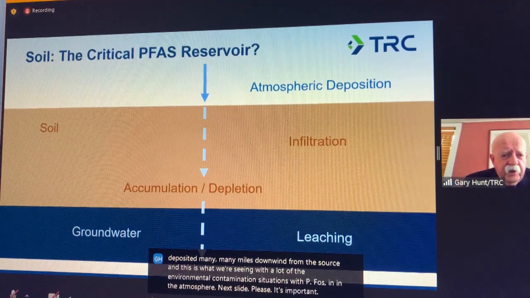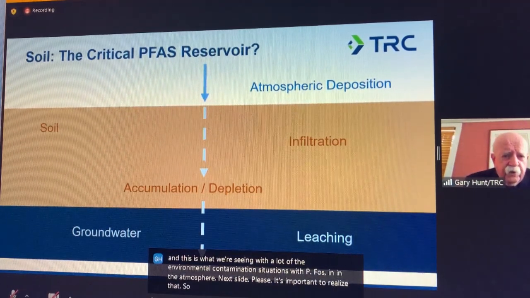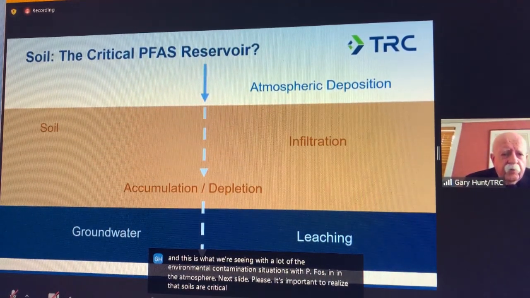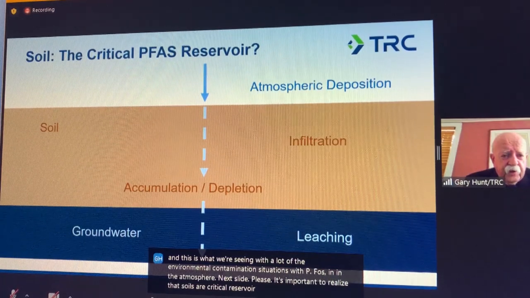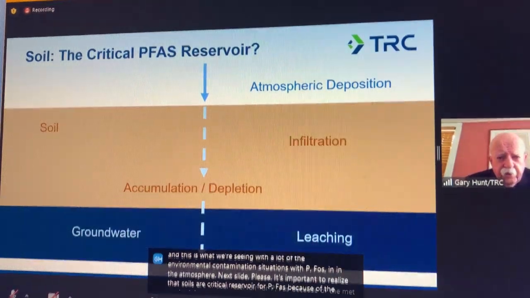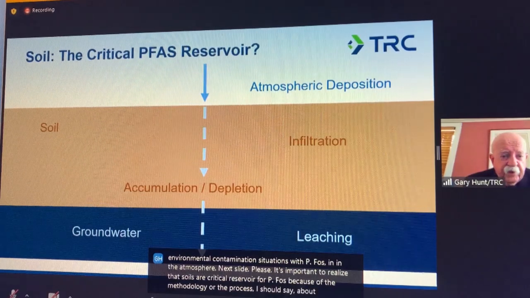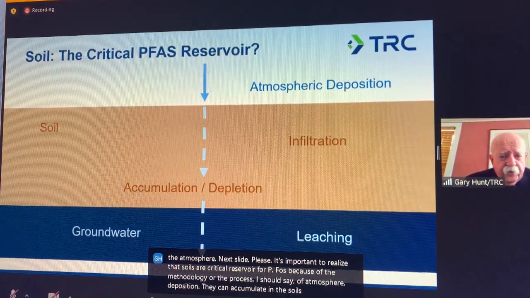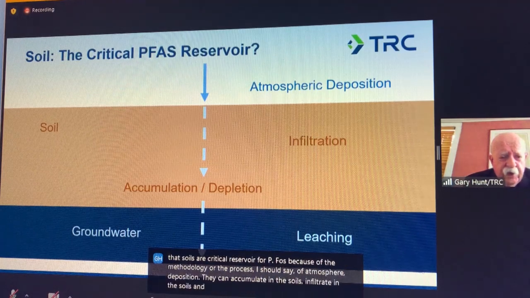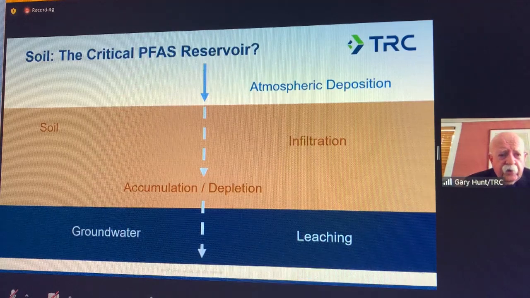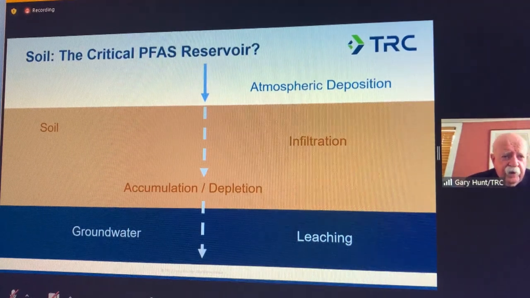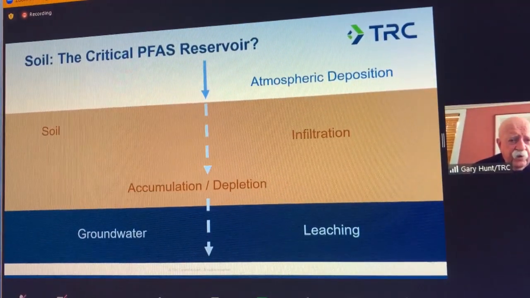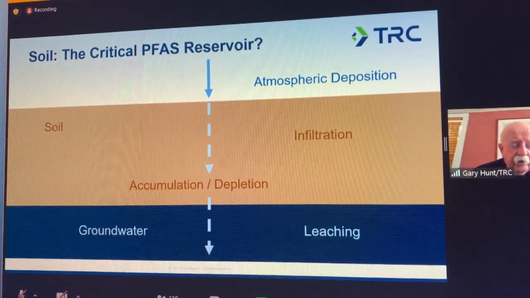It's important to realize that soils are a critical reservoir for PFAS because of the process of atmospheric deposition. They can accumulate in the soils, infiltrate the soils, and then over time break through or leach through the soils down into the underlying groundwater. And we've seen this in a lot of contamination scenarios with PFAS around the country.